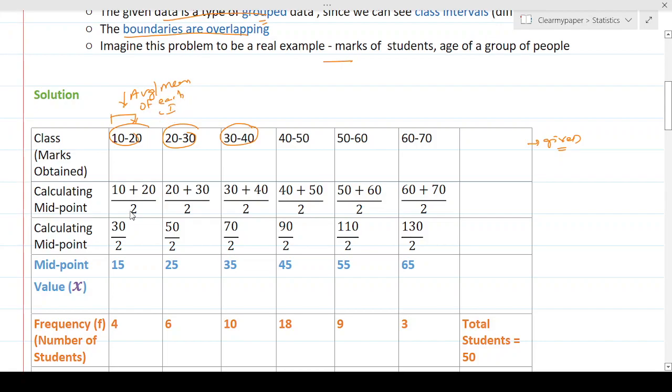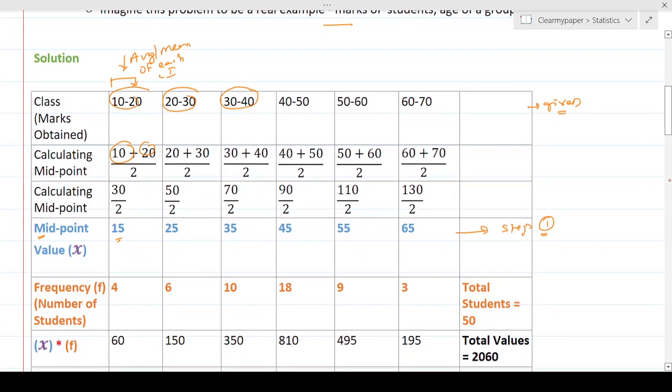Or you can think about it as a midpoint. So the midpoint for 10 to 20 is going to be 15. So we add those, 10 plus 20 divided by 2, which is 30 by 2, and then we get 15. And so on and so forth. Like that we get this midpoint. This is your step number 1 to calculate the mean for group data, where you calculate the midpoint.